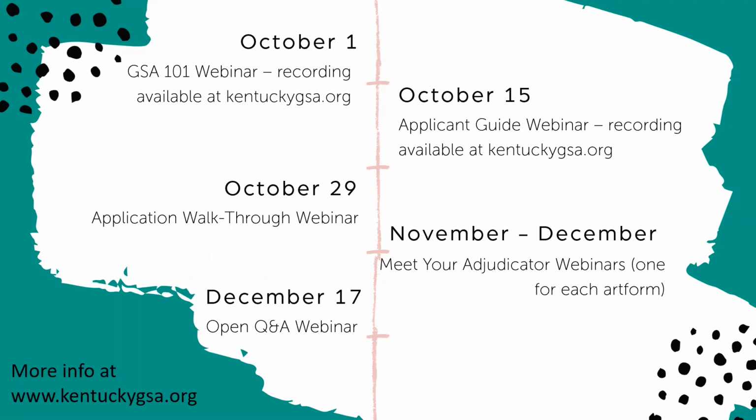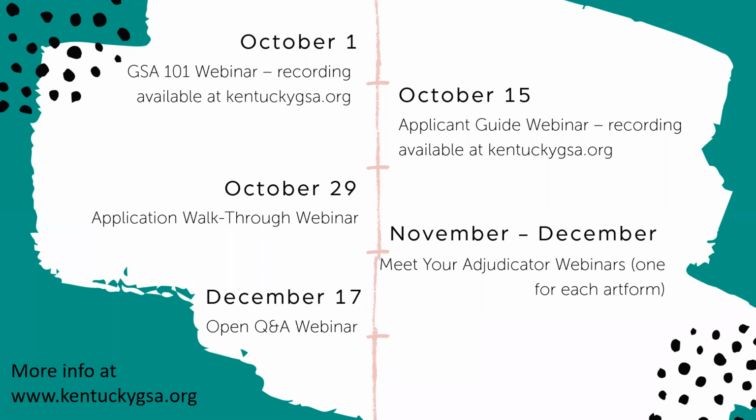In November and December, we're going to host a series of virtual info sessions that will focus on one art form at a time. We'll be joined by GSA faculty and educators in these art form specific webinars, so we can hear directly from some of the people who will be reviewing your applications, which is a pretty cool opportunity. We'll hear what they're looking for and their advice for applicants. And then finally, we'll have an open Q&A info webinar on December 17th, about 3 weeks before the application is ultimately due on January 10th.